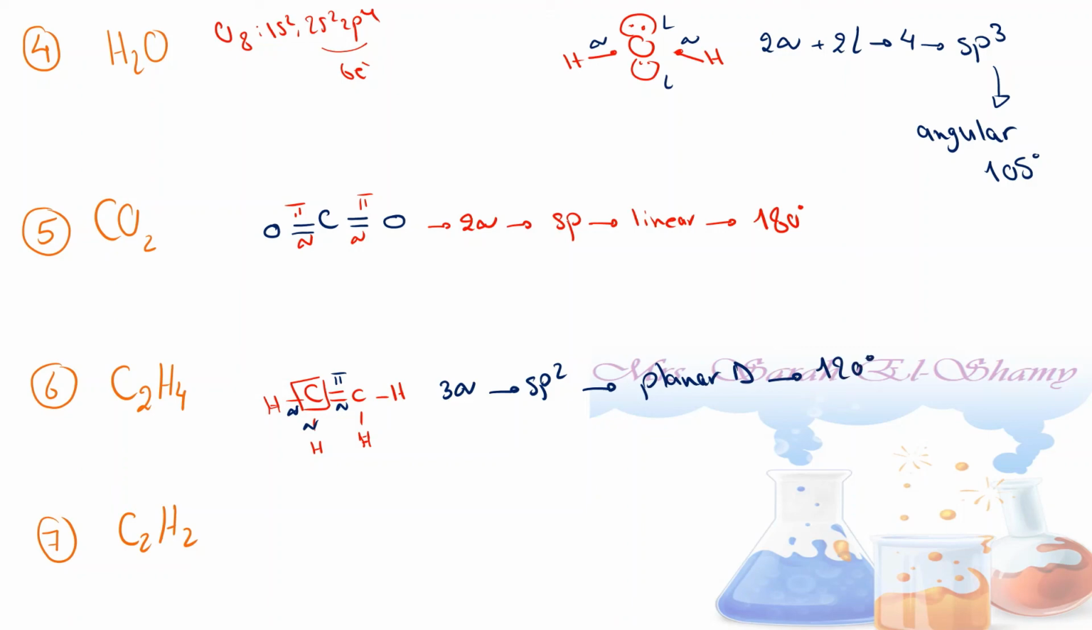Okay, the last example is the ethyne or acetylene, which has this composition. Okay, let's start. We said that the triple bond, I'm going to choose also this C. We said that a triple bond has only 1 sigma and 2 pi. So here we have 2 sigma with hybridization of sp, which gives us the linear shape with an angle of 180 degrees.